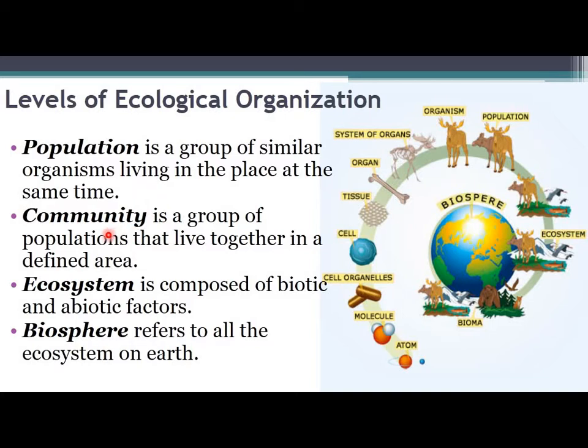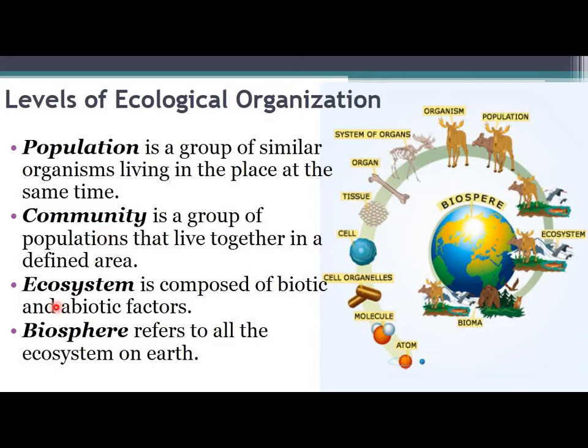Pag sinabi naman natin community, merong group of population, sa iisang lugar. Halimbawa, dun sa isang specific na lugar na yun, ito yung mga hayop na may kita, ito yung mga bagay na may kita. That is community. So, it is the entire array of organism in an ecosystem. That is what we call community.